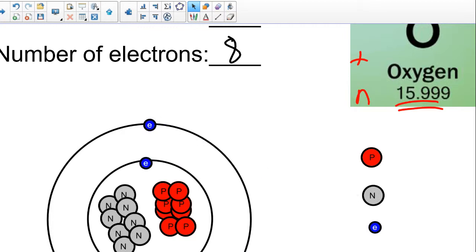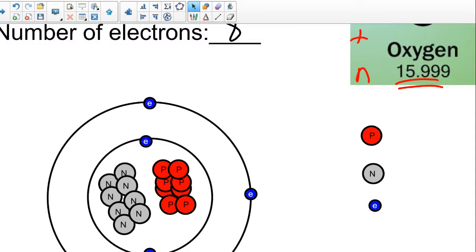Remember I said we're going to start at 12 o'clock, then 3 o'clock. I'll put 6 o'clock down there, then 9 o'clock. So how many total is that? Well, there's 2 on the inside, 4 on the outside, so that's 6, 7, 8. And that's our completed oxygen atom.